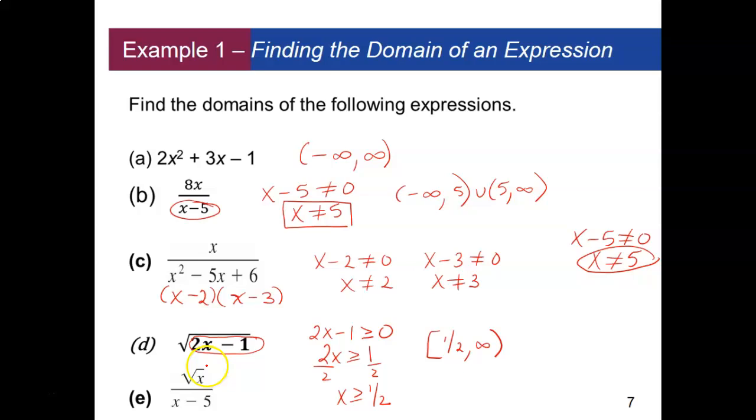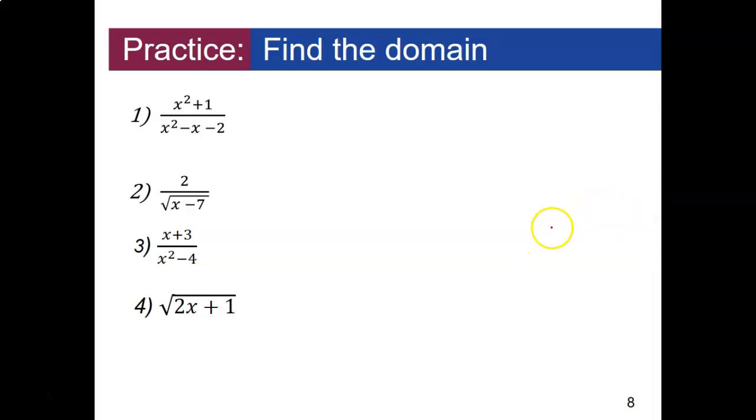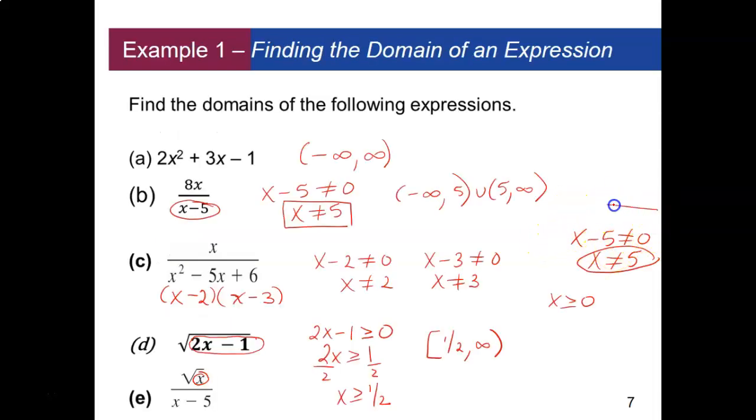But I also have this radical. And so I know that whatever's underneath this radical has to be greater than or equal to 0. So basically looking at this, my domain on this, I'm going to combine these two together. So I'm going to say x can be greater than or equal to 0, but it cannot be 5.